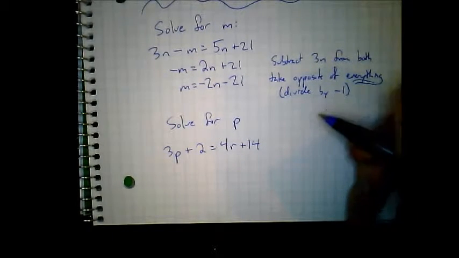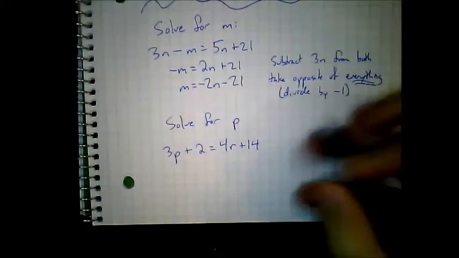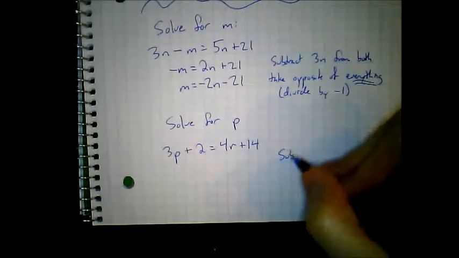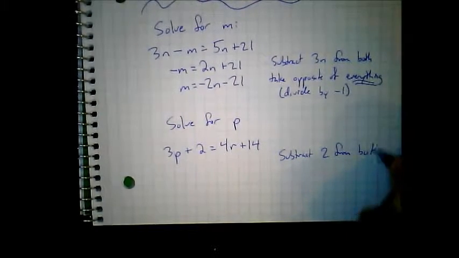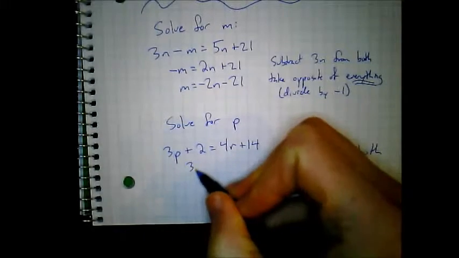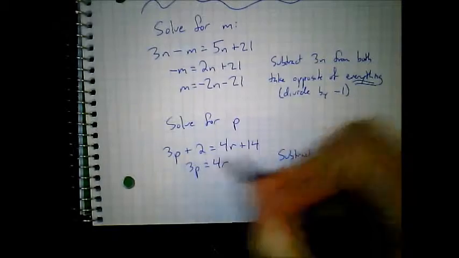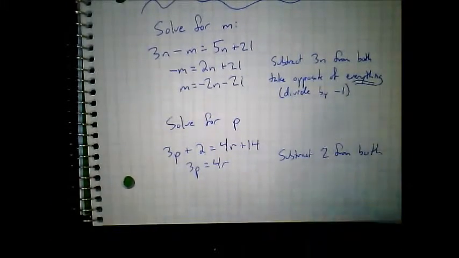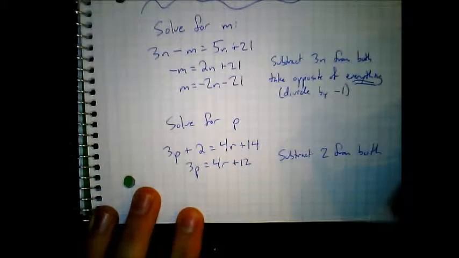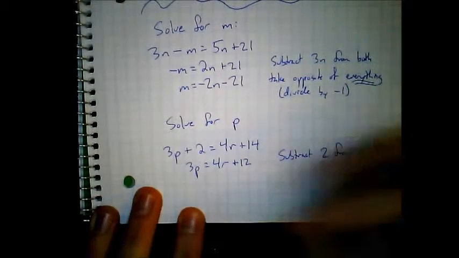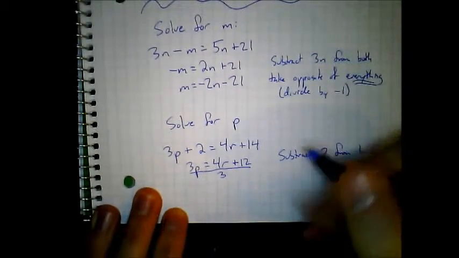Okay, solve for p means we want to get p all by itself. So we notice what's with our p. We have a plus 2, so I'm going to subtract 2 from both sides. This leaves me my 3p on the left, and it equals 4r. Well, 14 take away 2, because we're taking away 2 units from each side, we get plus 12. Now I want to divide everything evenly between my 3p's. So I'm going to divide everything by 3.